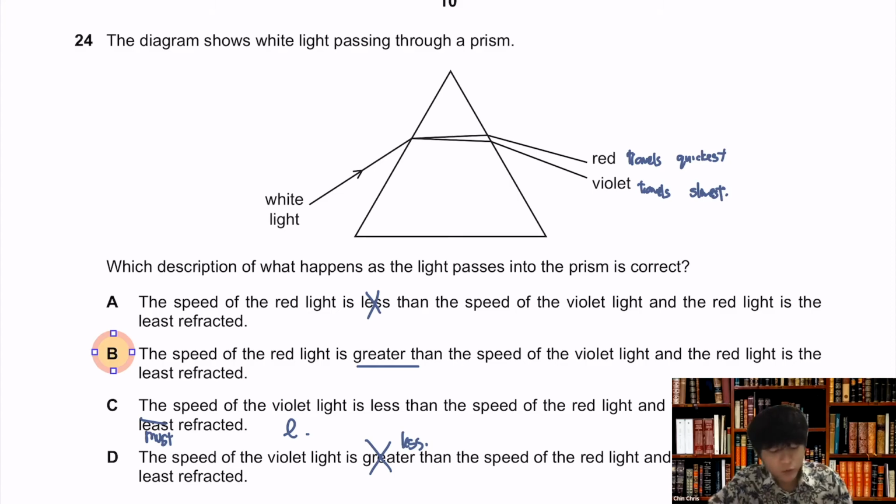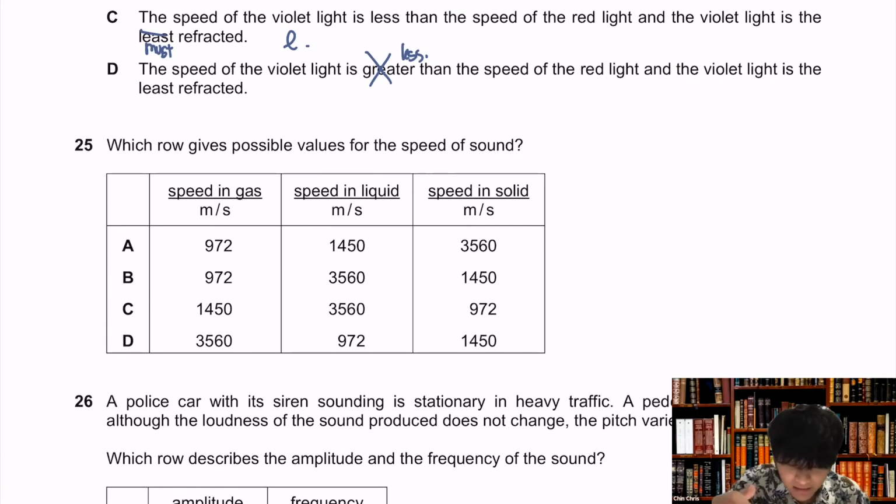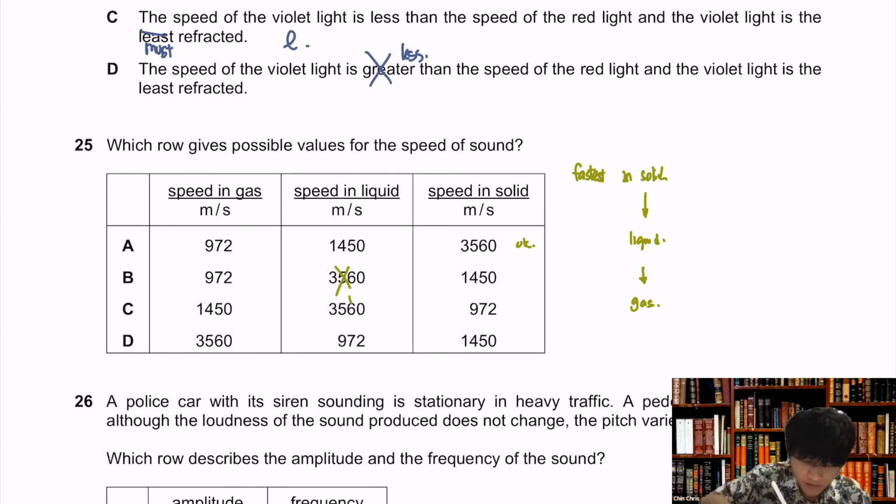Next, 25. Which row possibly gives the values for the speed of sound? Always remember, sound travels fastest in solids. The reason is that solid particles are close together, so the vibration can pass in a shorter period of time. After that is liquid, and the slowest is gas. So the answer is 3000. This does make sense. This is highly wrong. This is highly wrong. So the answer is A, straightforward.